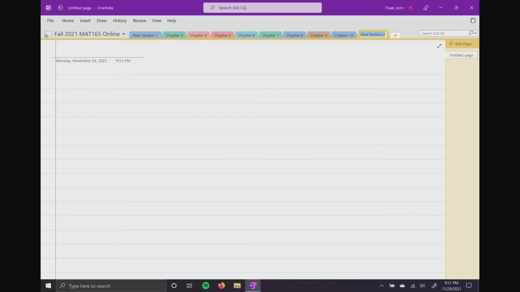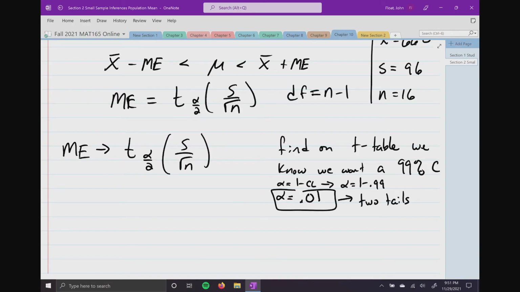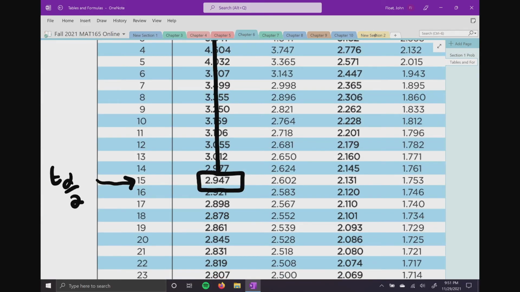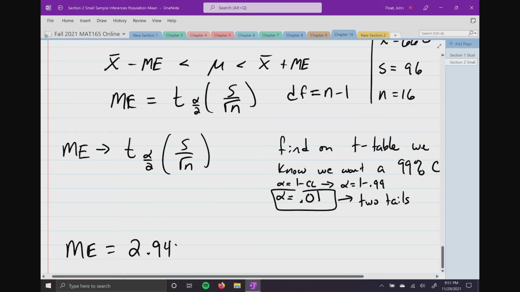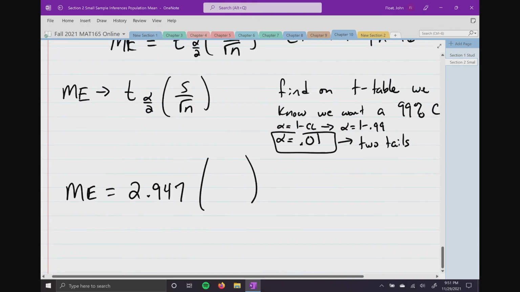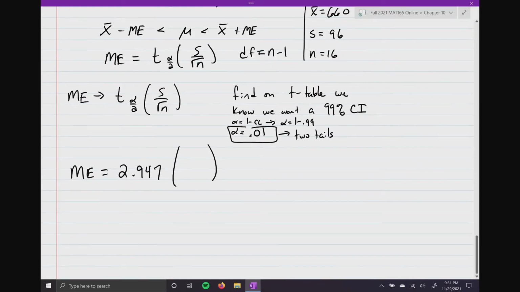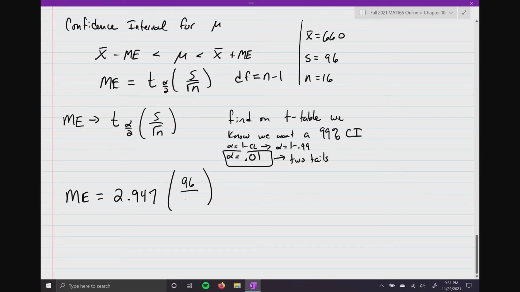Here we go. So the margin of error is going to equal 2.947 multiplied by our standard deviation, which is 96, over the square root of 16. And if you multiply that out, you're going to get 70.728, which I'll just round to 71.